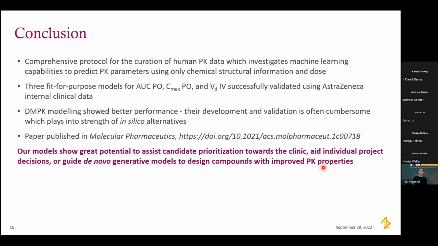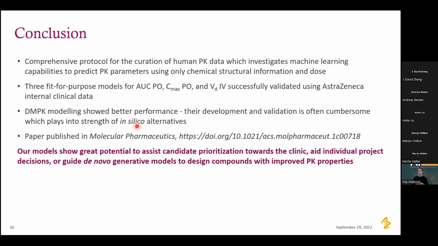For the conclusion, we have established a very comprehensive protocol for the curation of human in vivo PK parameters that were then investigated using machine learning models. Through rigorous evaluation, we were able to obtain 3 fit-for-purpose models that were successfully validated using internal clinical data. And although the DMPK modeling showed better performance, their development is still cumbersome and requires lots of data, which still plays into the strengths of the in silico alternatives.